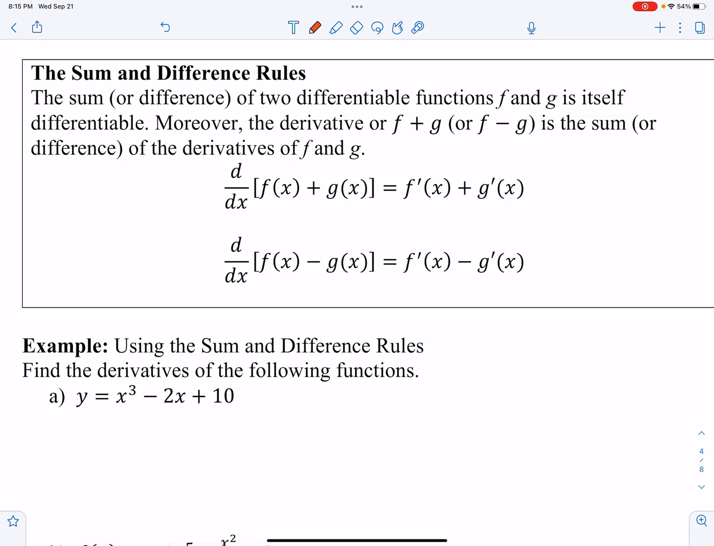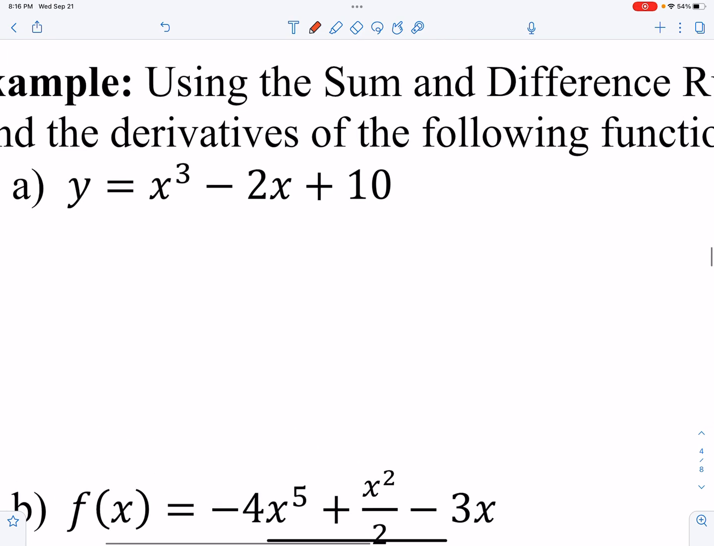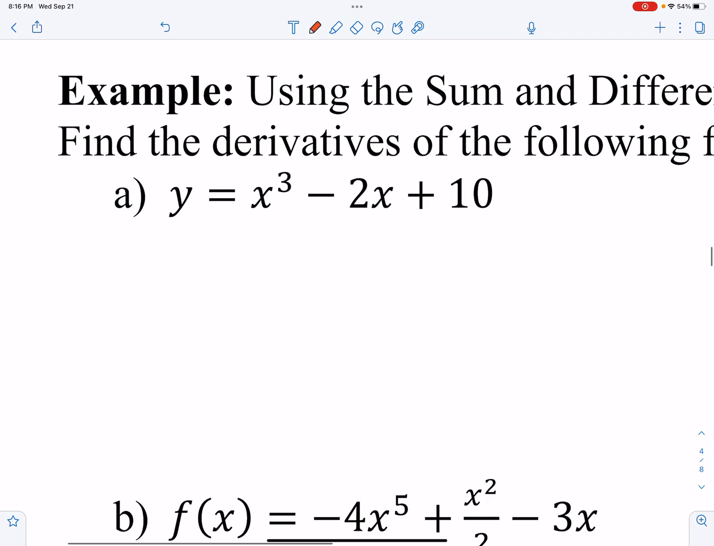Okay, sum and difference rules. This should make sense, right? Like we had our limit properties where if you had a function that you could think of as a sum or difference of other functions, you could just think about taking the limit of each part of the sum or the difference. And a derivative is a limit. So it should make sense that whenever you have a function that you could think of as a sum or a difference, you can just think about applying the shortcuts to find the derivative of each part of the sum or difference. This will expand, so like polynomial functions, we can easily find the derivative by just thinking about finding the derivative of each term.